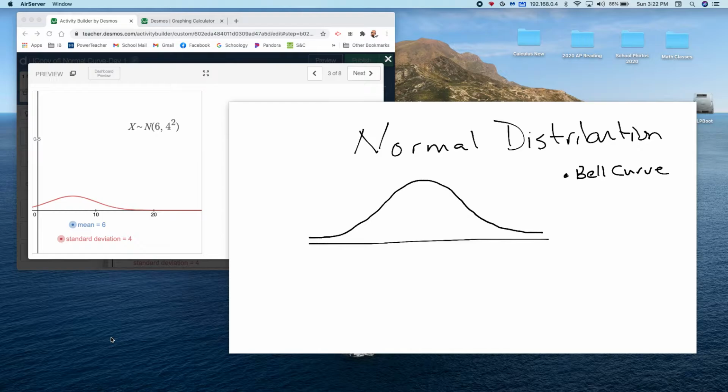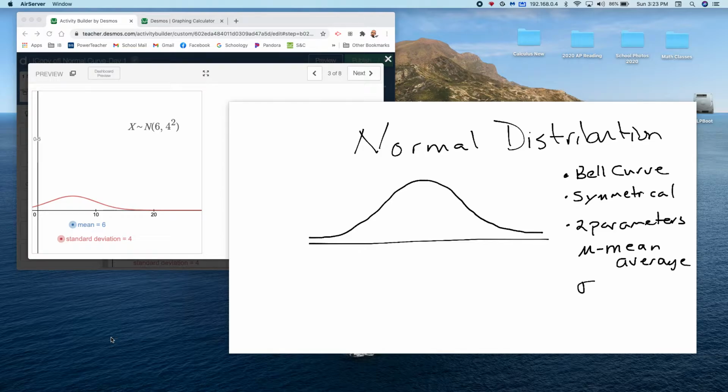It's symmetrical, so you could split it right down the middle. It has what's called two parameters, and those are the two things that are really important that kind of describe it all together. One is the mean, that's the mean or the average.